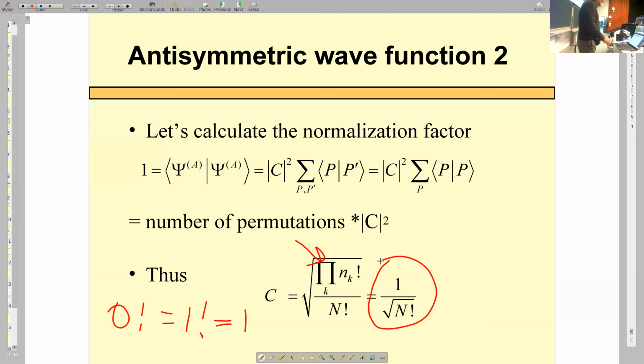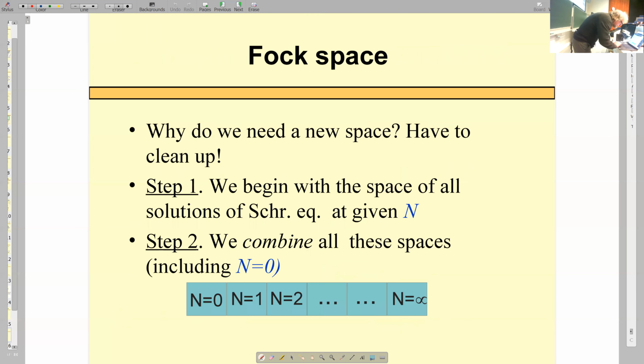Good, so I'm done with anti-symmetric wave function. Let us see what is in the chat. Okay, there was a question from the chat.